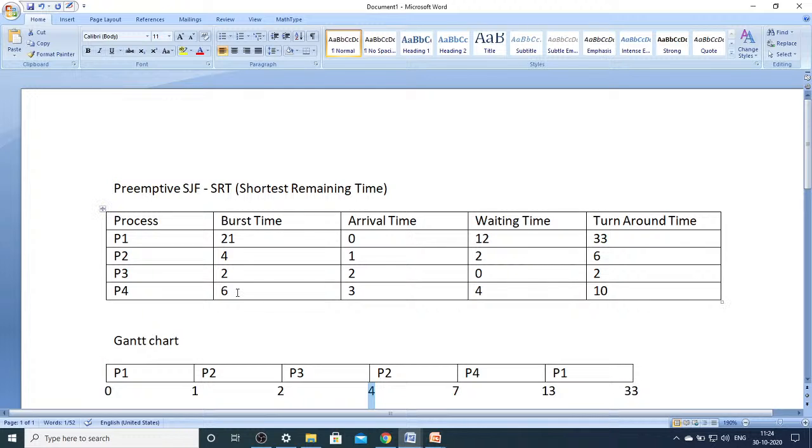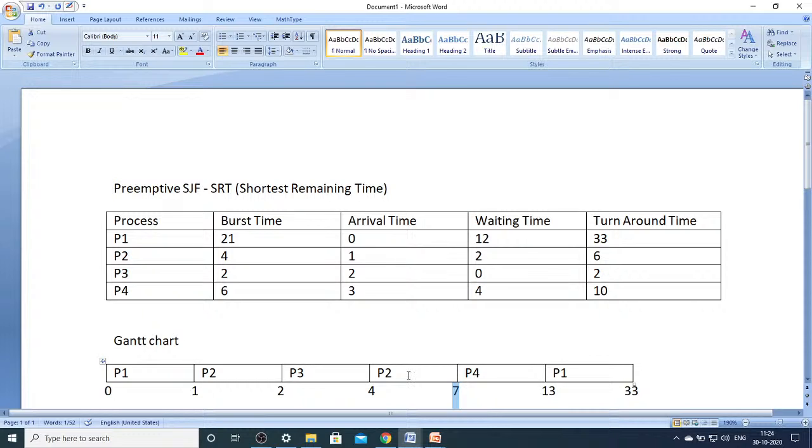So P4 is also ready with a requirement of 6 seconds. P2, which is preempted when P3 arrived, has requirement of 3 seconds, and P1, which is also preempted, has requirement of still 20 seconds. So among all these 3, P1 requires 20 seconds, P2 requires 3 seconds, P4 requires 6 seconds. So we are giving chance for P2. So P2 completes all its 3 seconds.